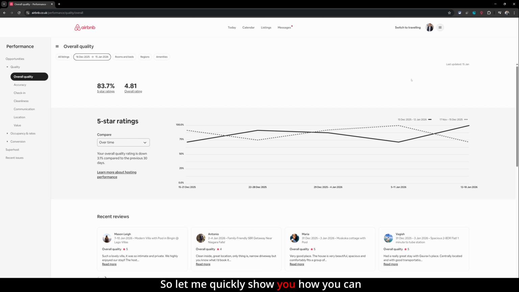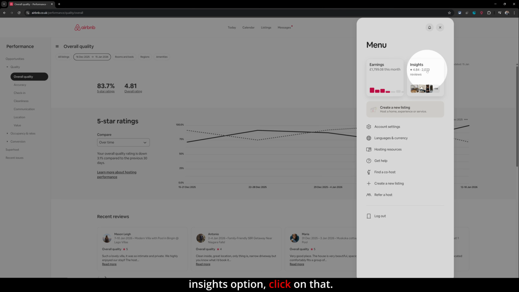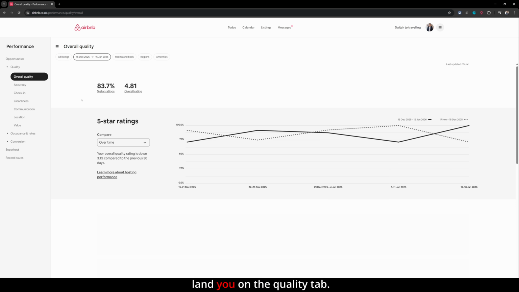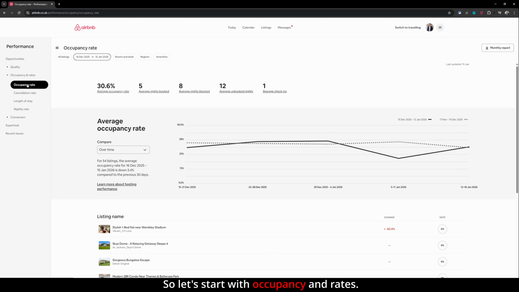So let me quickly show you how you can access your analytics first, and then we will go deep into each of those sections. Once you're logged into your Airbnb account, you will click on these three bars on the top right, and then there you will see the Insights option. Click on that, and by default, it will land you on the Quality tab, but the real analytics of your listing are under Occupancy and Rates and Conversion. So let's start with Occupancy and Rates.